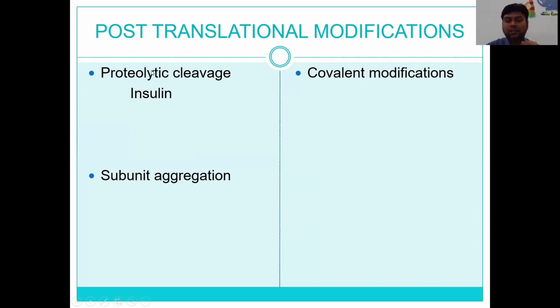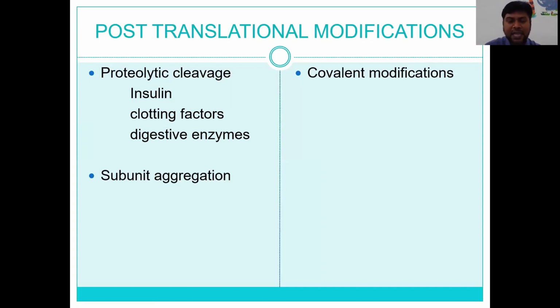Other than insulin, a few other proteins which undergo this type of post-translational modification are clotting factors and digestive enzymes. Next, subunit aggregation. This is mainly seen in proteins which are made up of more than one domain or subunit.